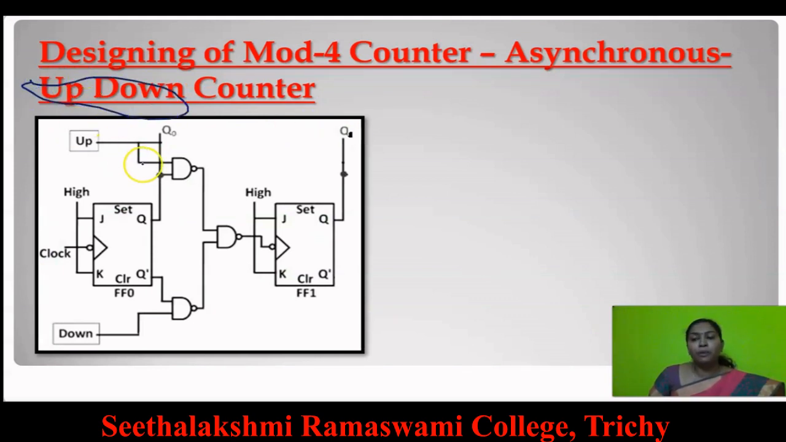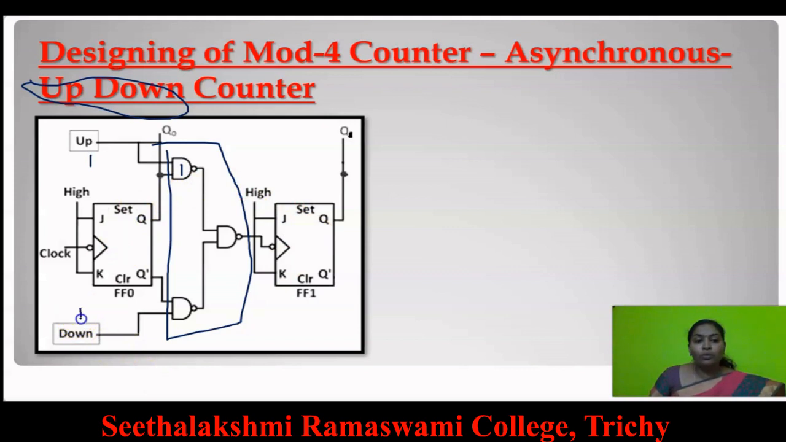So in the case of up down counters, we need some control circuit. This gate circuit is called a control circuit, where we can choose whether the flip-flop works in the up mode or in the down mode. So if we give 1 for the up mode, automatically the first NAND gate will get enabled and the flip-flop will work in the count up mode.